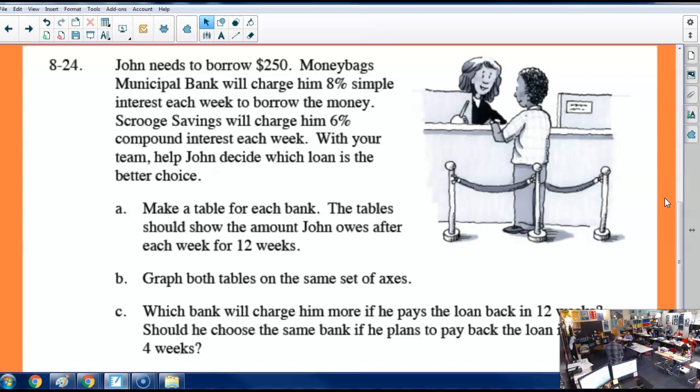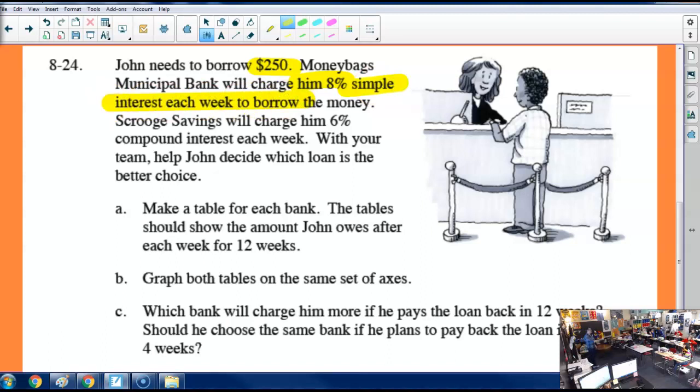So, John needs to borrow $250. Moneybags Municipal Bank says that they will loan it to him. Now they'll loan it to him, but because it's their money and he's borrowing it, they're going to charge him 8% simple interest each week.